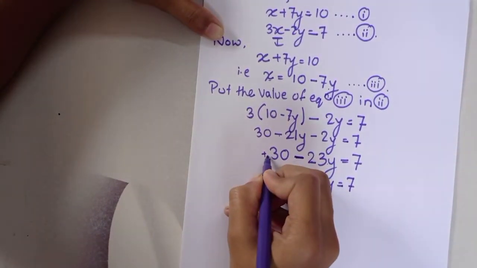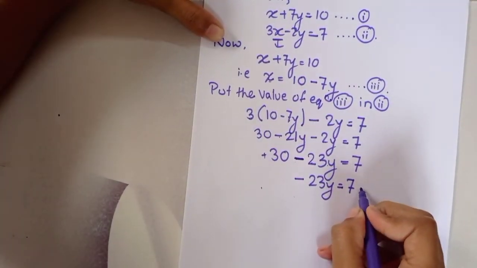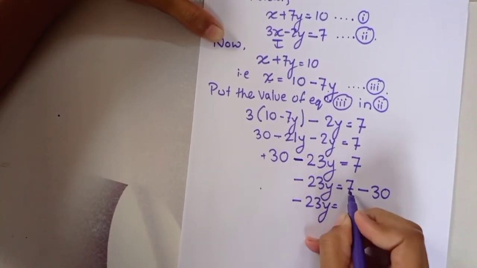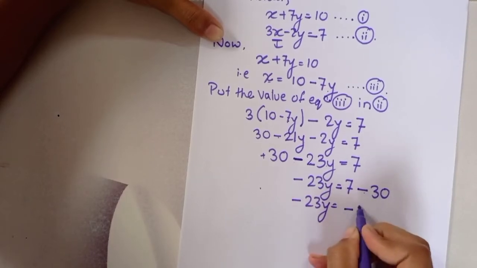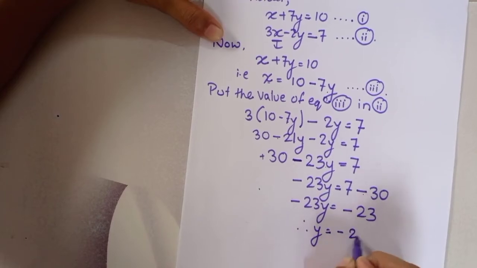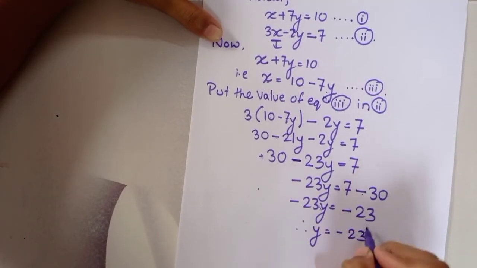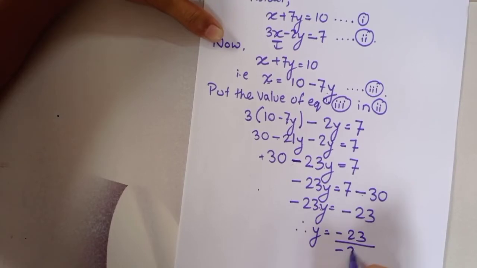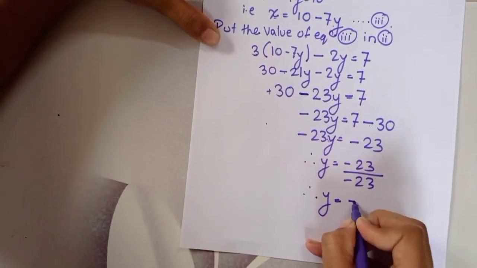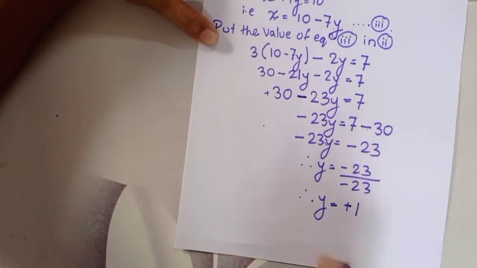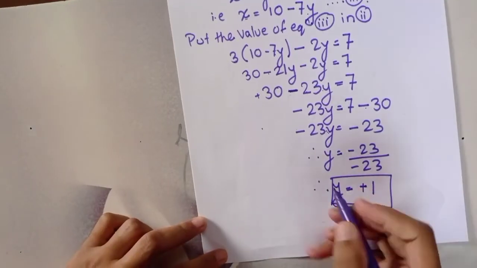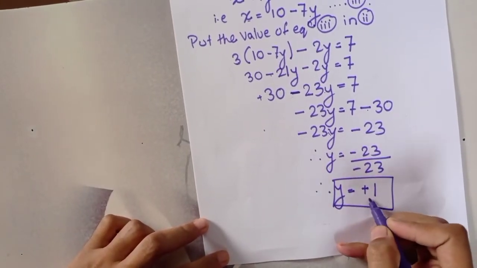Here plus 30 is there. After going to the RHS it will become minus 30, so minus 23y is equal to 7 minus 30, which is minus 23. Therefore y is equal to minus 23 divided by minus 23. Here multiplied, then going to the RHS it will become divided by. Therefore y is equal to plus 1. The value of y we have got here. Therefore y is equal to 1.